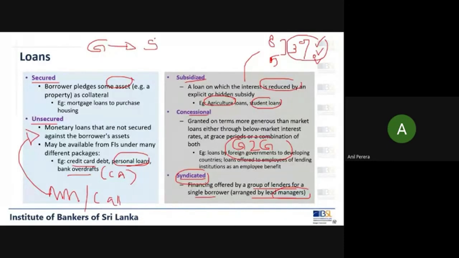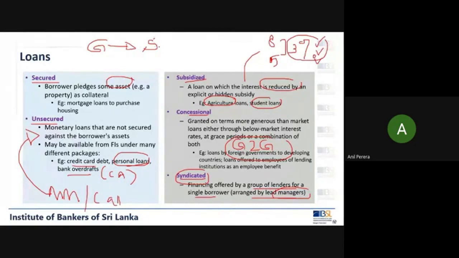Why do they go for a syndication? For example, let's say the government wants $1 billion. $1 billion cannot be borrowed easily because it's a large amount. So you go to a lead manager, which could be an international bank. That international bank would arrange a syndicate for the government.